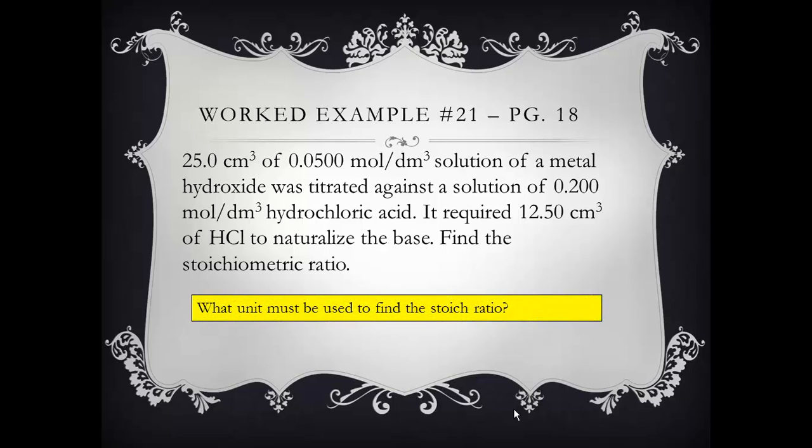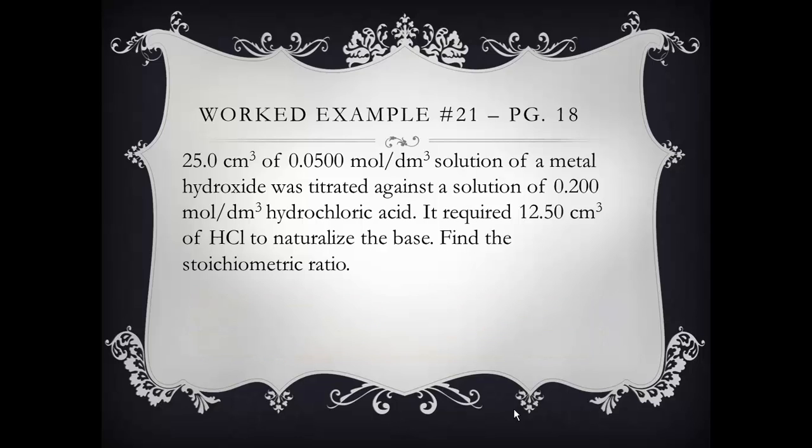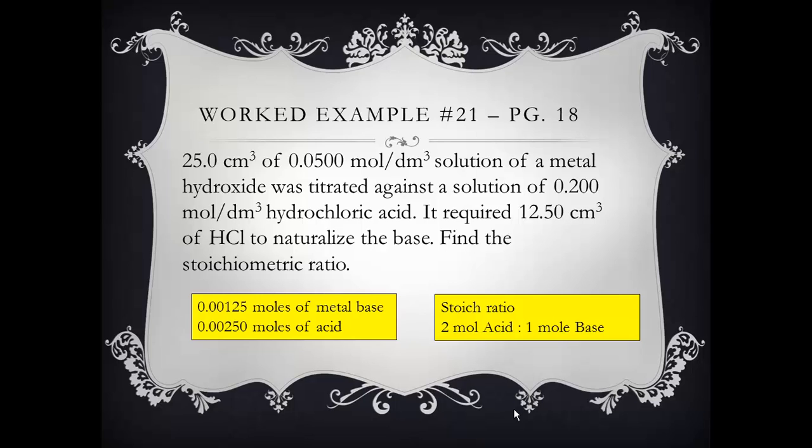Alright, here we have a 0.05 molar solution of a metal hydroxide. Not sure what it is, but it is titrated with a 0.2 molar solution of HCl, and it required 12.5 centimeters cubed of the HCl to neutralize the base. Find the stoichiometric ratio. So basically try to find the moles of each and do the ratio. You can find the moles of your hydroxide using the concentration and your volume. Same thing for HCl. And you should get 0.00125 moles of our metal base and 0.0025 moles of our acid. Do the ratio and it should come out to be 2 to 1. So 2 moles of acid to 1 mole of base.